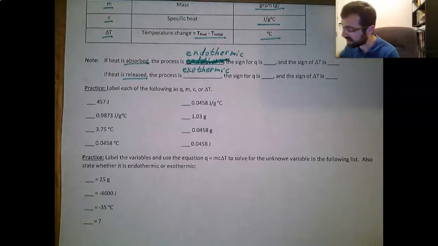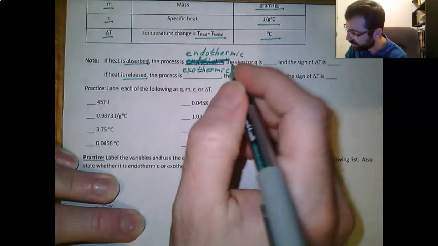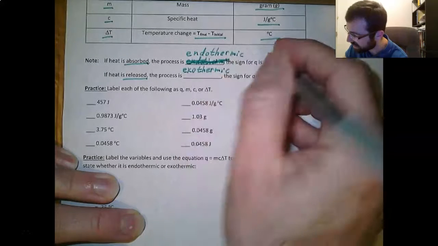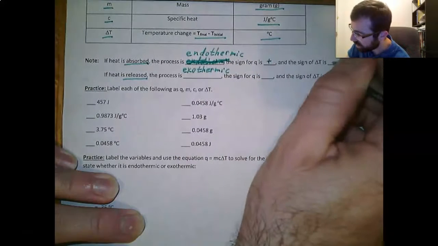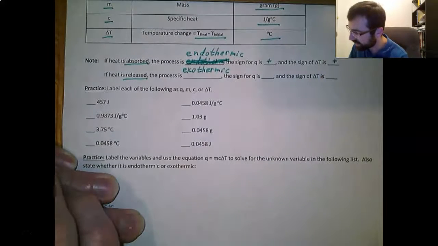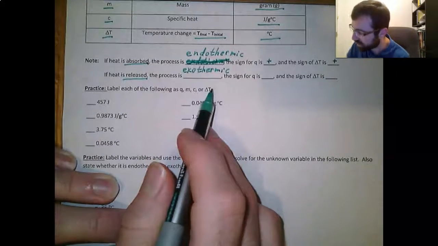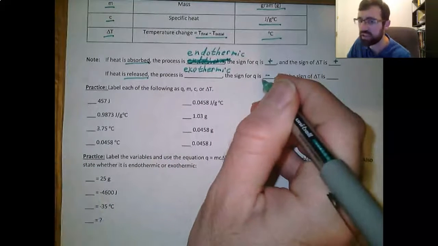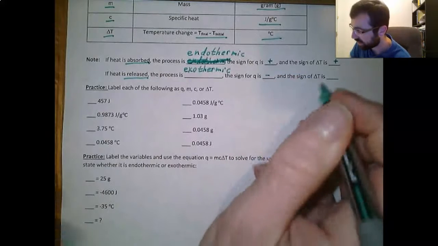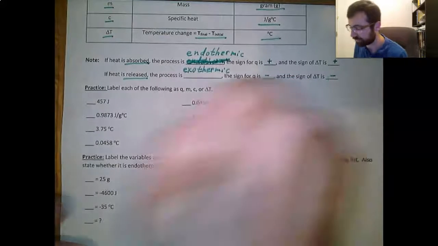But what I want you to know is the sign for it. The sign for Q, if it's endothermic, is going to be positive, and the sign for delta T will also be positive. If it's exothermic, the sign for Q is going to be negative because it's releasing, it's giving away the heat. The sign for delta T will also be negative.